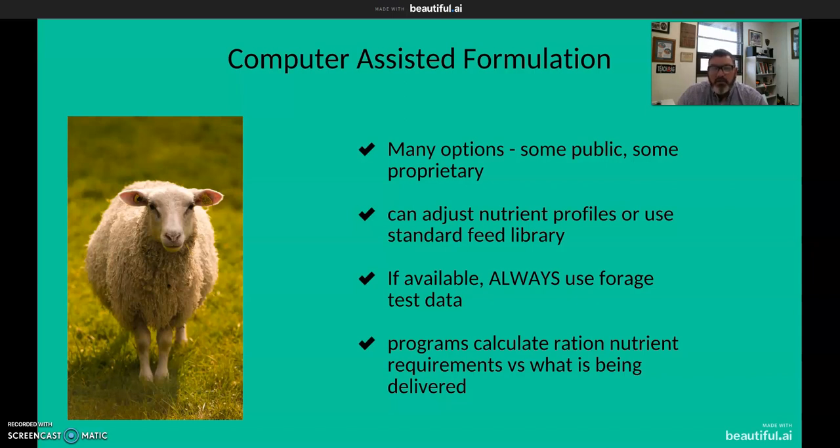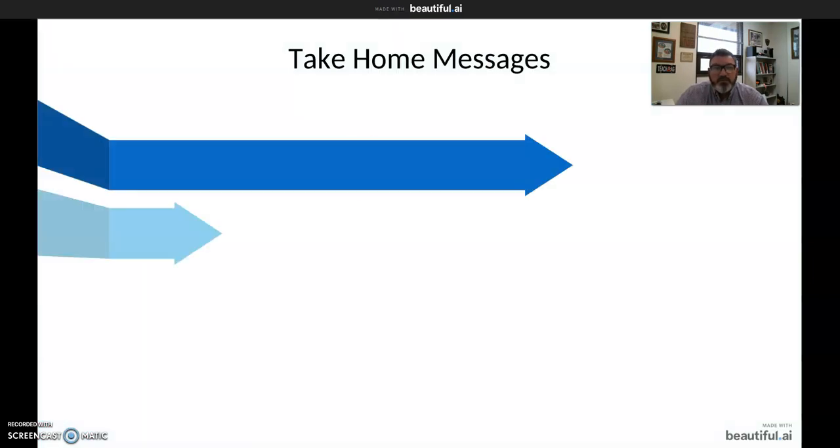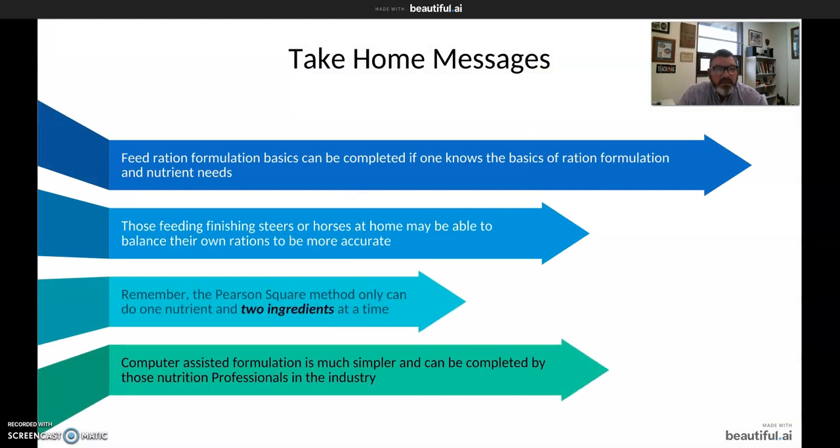They work quite well, and we will practice a few of those tools as we get further on in the course. So some simple take-home messages is these. You can do basic ration balancing at this point. Once we master the Pearson square, you have some basic knowledge of ration formulation and nutrient needs. Those finishing steers or horses that you might have at home in the backyard, you can balance your own ration. It doesn't take a lot more expertise than what we just practiced. So you can kind of get an idea whether you're feeding appropriately.